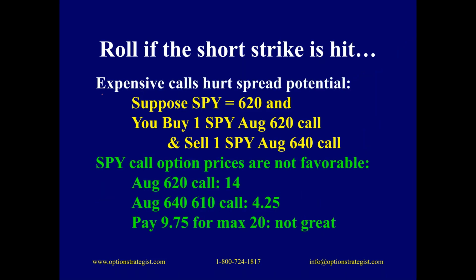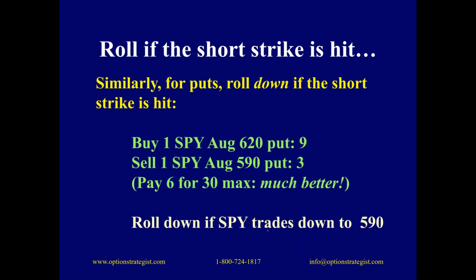Just as a side note, with interest rates where they are, about 4%, the call option prices are not all that favorable. That 620, 640 call spread is going to cost you $9.75. These prices were today. So you're paying $9.75 for something that could max out at 20. In option terms, that's really not all that great. But that's where it is right now. If you want it to be bigger than that, of course, you can raise the higher strike or not do the spread at all.